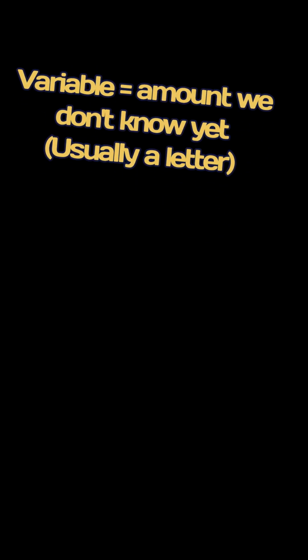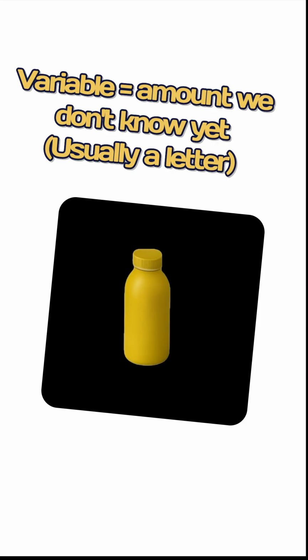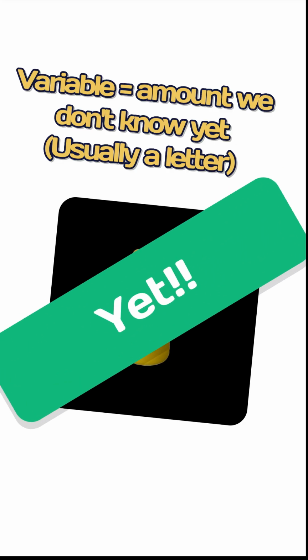I want you to recall that a variable represents an amount that we don't know yet. Now, in our class, a variable is usually a letter. But for this story, we're going to use this container here. If I told you there was some money in this container and I asked you how much was in here, your response probably would be, we don't know yet. So this will be our variable in the story.